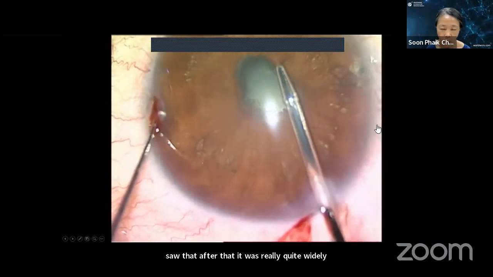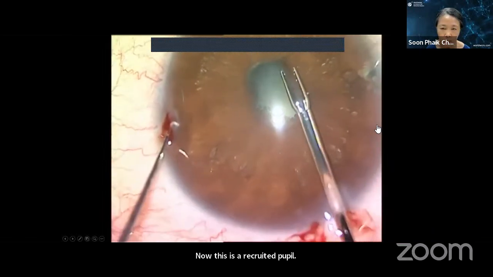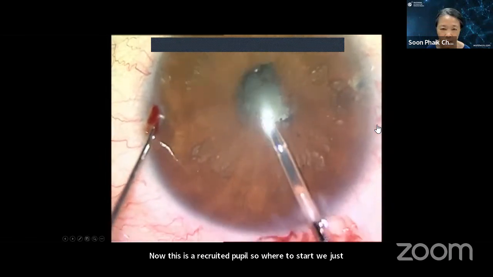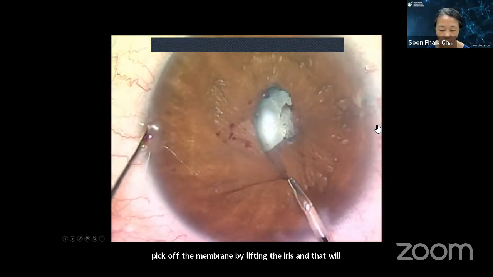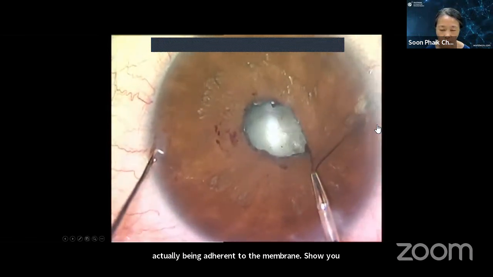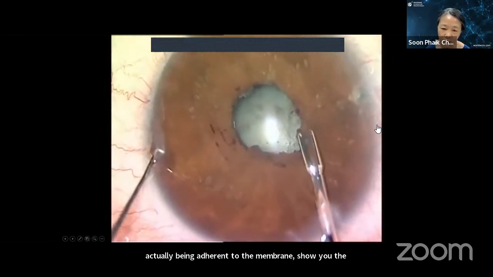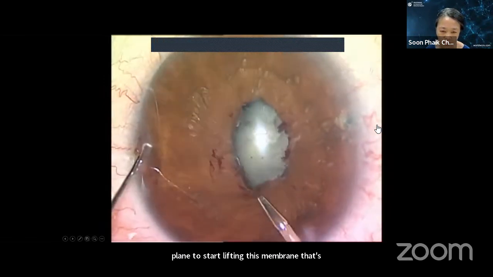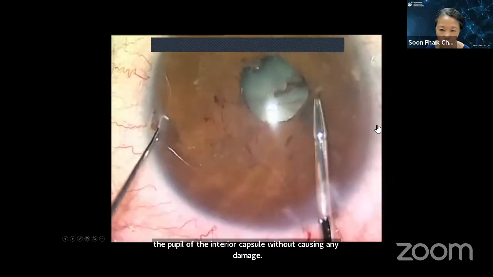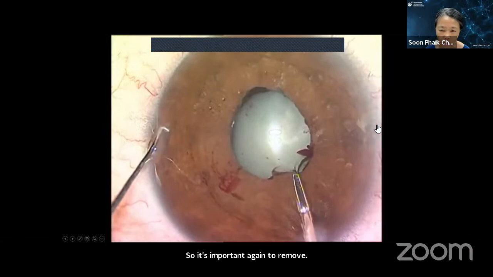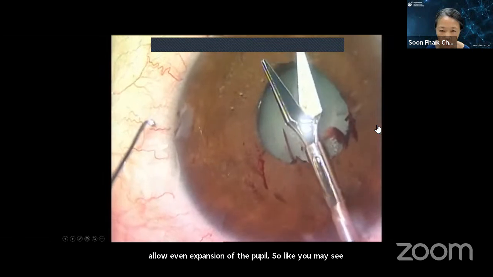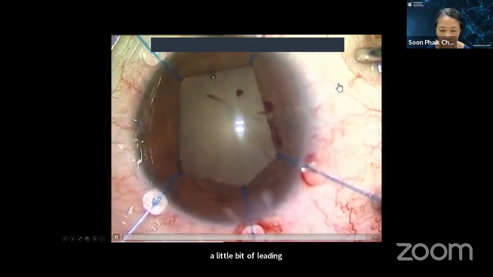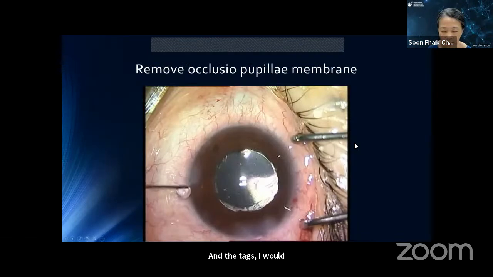Now this is an occluded pupil, so where to start? We just pick off the membrane by lifting the iris, and that will actually, being adherent to the membrane, show you the plane to start lifting this membrane that's occluded the pupil off the anterior capsule without causing any damage. So it's important again to remove this completely to allow even expansion of the pupil. And sometimes you may see a little bit of bleeding there, but it's usually limited. And the tags, I would then cut them off. And in this case, I expanded it with iris hooks.